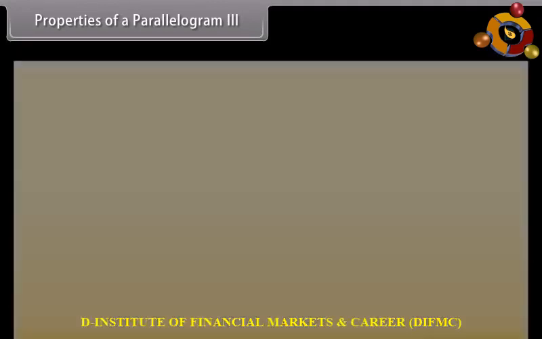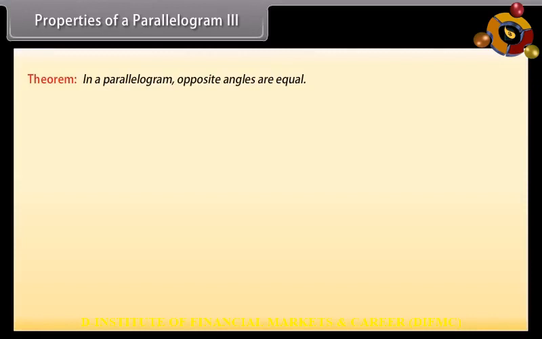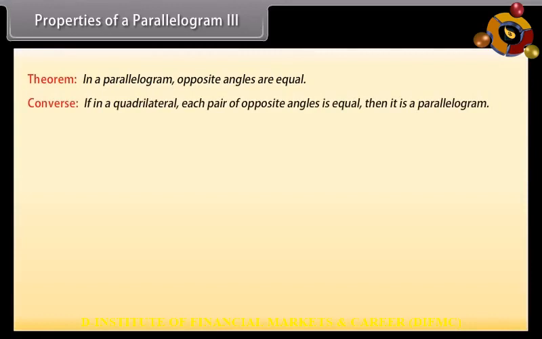Properties of a parallelogram 3. Another property of a parallelogram says that in a parallelogram, opposite angles are equal. The converse of this theorem says that if in a quadrilateral, each pair of opposite angles is equal, then it is a parallelogram.